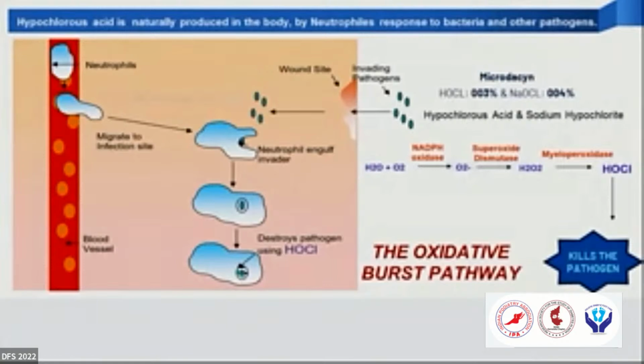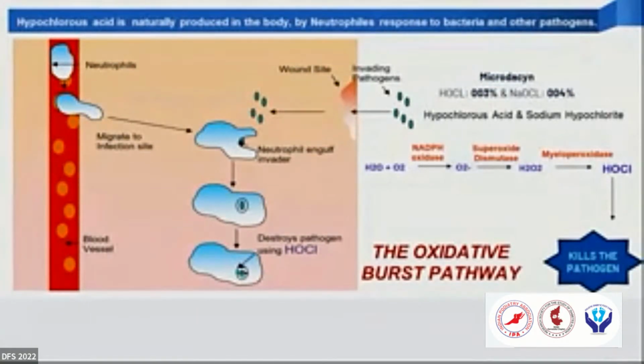Again, getting back to our pathology, in the wound, infected pathogens are there. What initially happens is the neutrophils seep out either from the vessels or from the nearby tissues, and then they come in to engulf the pathogens. After they engulf, they kill the pathogen. How do they kill? There's a pathway called the oxidative burst pathway. This is the one responsible for killing the pathogens. This is what happens in our body.